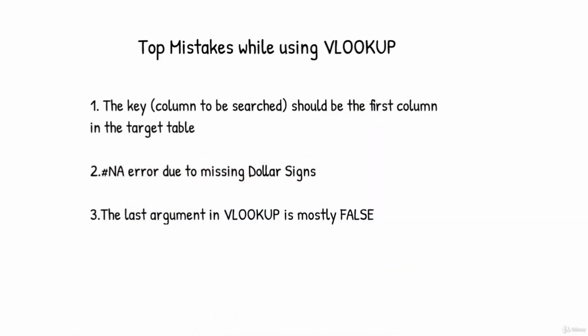Now the top mistakes while using VLOOKUP are as follows. The key column to be searched should be the first column in the target table. In our example, job type should always be the first column, meaning the salary should be on the right of the job type. And an error due to a missing dollar sign. This error usually occurs in VLOOKUP when we have missed the dollar sign from the range. And the last argument in VLOOKUP should always be false. So we will do the hands-on on VLOOKUP, and then we will come to know the actual meaning of these mistakes.